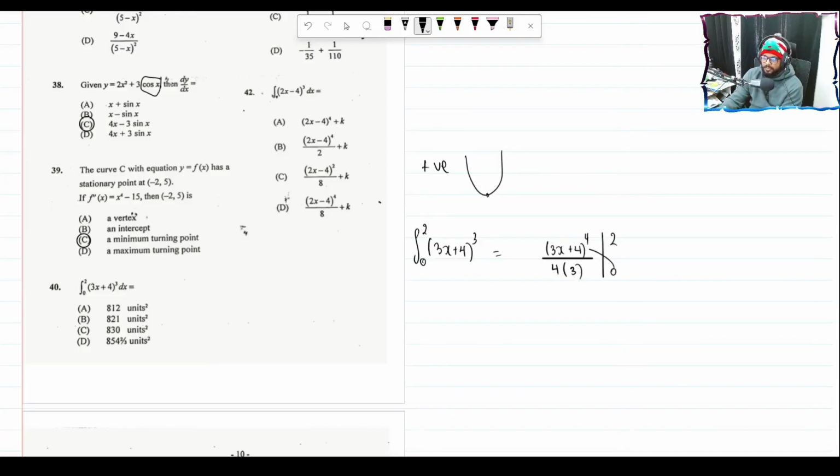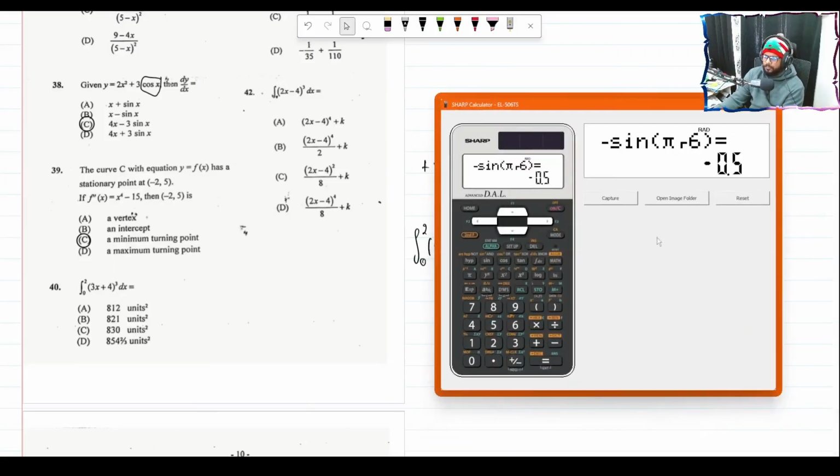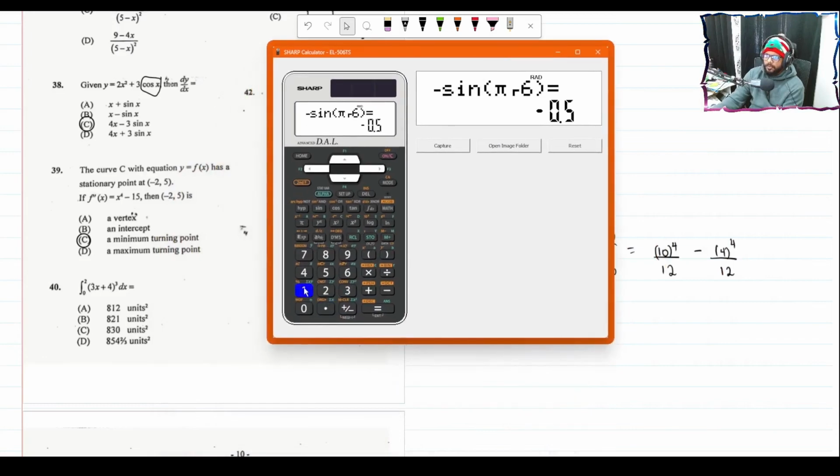Now, when I plug in the limits, I had to plug in both ends. When I plug in 2, I get 3 twos are 6, 6 and 4 is 10, to the power 4 over 12. Take away, when I plug in 0, I get 4 to the power 4 over 12. Now, with my calculator, 10 to the power 4 and 12.